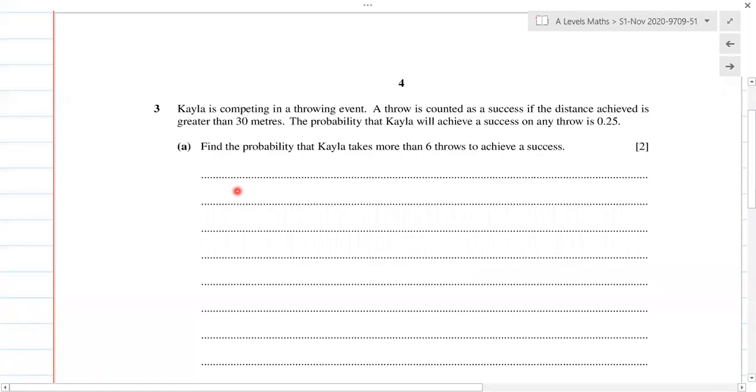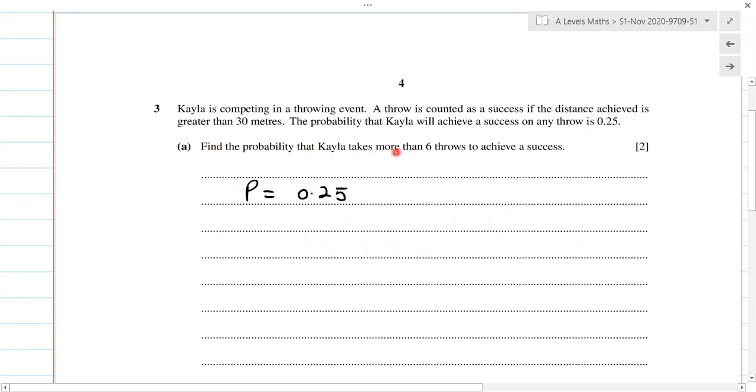Okay, now this is question number 3 of the same paper. Kayla is competing in a throwing event. A throw is counted as a success if the distance achieved is greater than 330 meters. The probability that Kayla will achieve a success on any throw is 0.25. So the probability of success is given as 0.25.